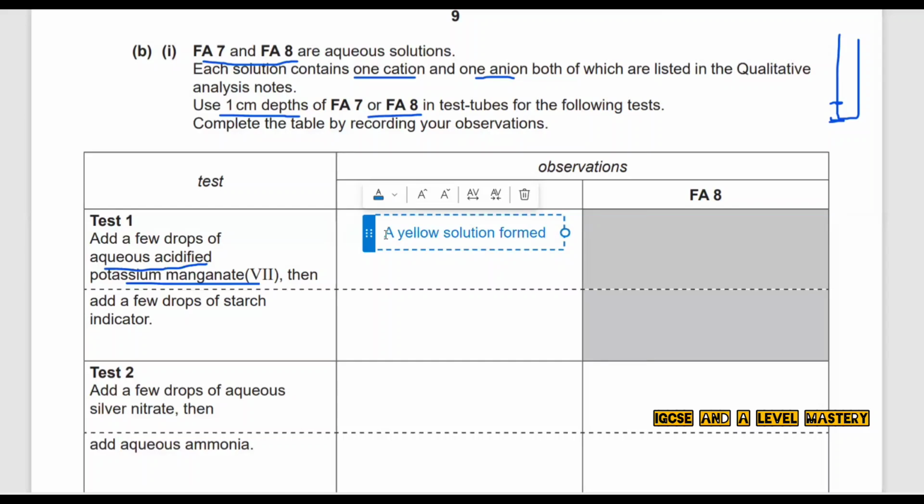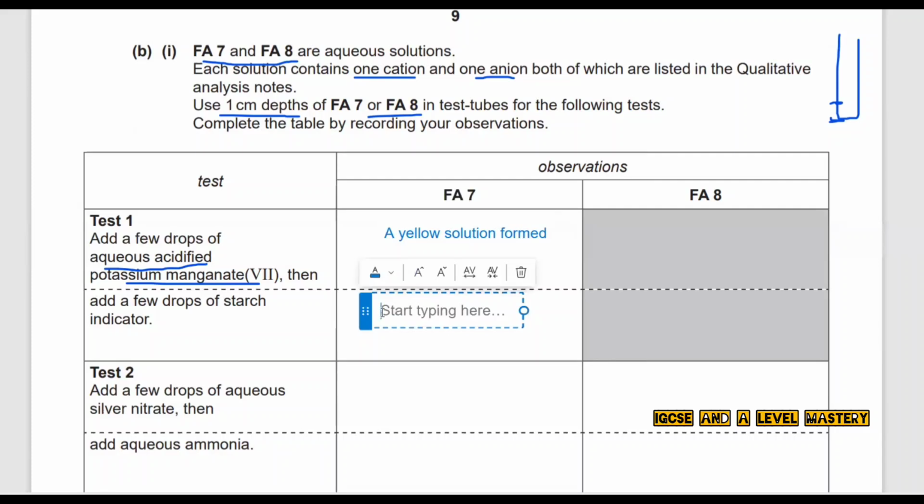You have to write that it is a solution because there was no precipitate formed. It was just the solution that turned yellow. No PPT. So I'll just talk about the solution because there wasn't any PPT formed and the color of the solution became yellow. Then add a few drops of starch indicator. When the starch indicator was added, again no PPT as such, just the solution turned blue-black. So this was my observation.